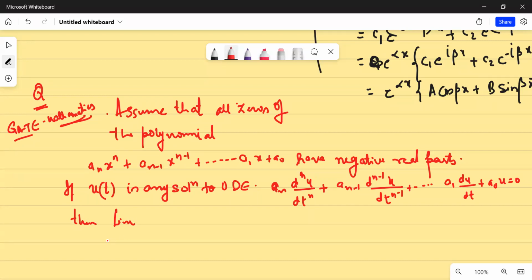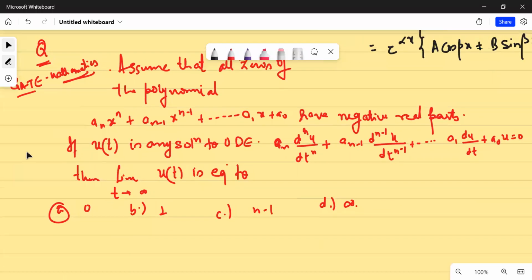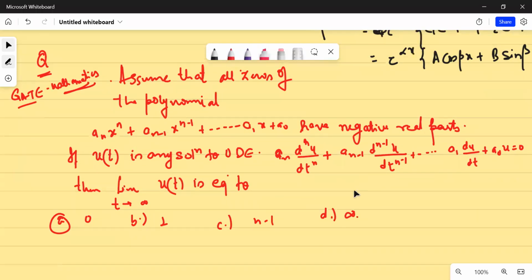limit t tends to infinity u(t) is equal to which of the following options? So the question says which of the following options is correct. Option A is 0, option B is 1, option C is n minus 1, and option D is infinity. So has anybody got any insight into this question? Is Bharat there today? Yes. Pooja has joined today. Okay.